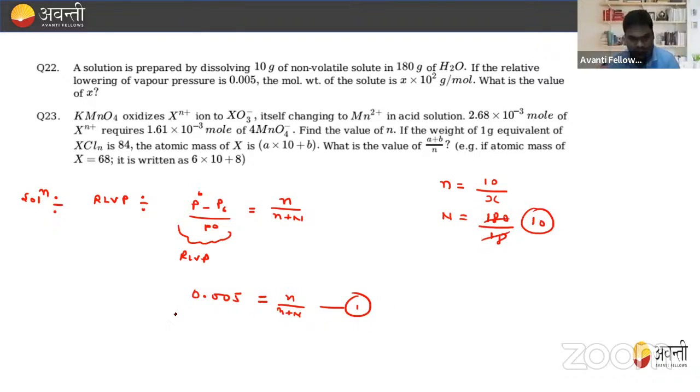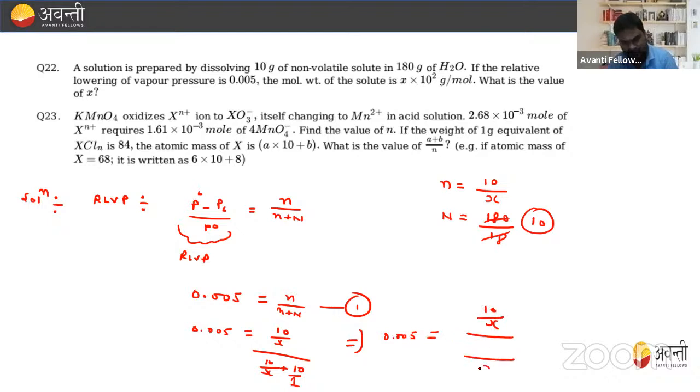Now just put the values here. That is 0.005, and then here that is 10 by x over 10 by x plus 10. Right. So on solving, how will you get? You'll get 0.005, and this is 10 by x, and the LCM is x. This is 10 over 10 plus 10x. Right?